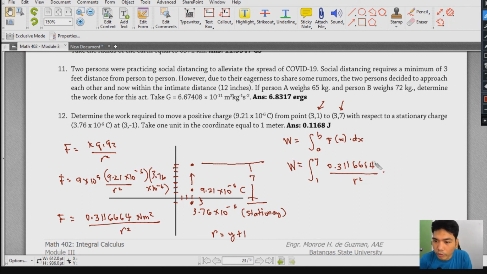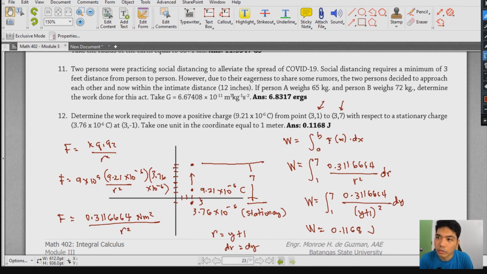So therefore, we can relate this expression in terms of w is equal to the integral from 1 to 7 of 0.31166664 divided by, ano ba yung ating r, that's y plus 1 squared, and then ano ba yung dr natin, so dr is equal to dy, so that is dy. So therefore, the work would be equal to the integral, and that is 0.1168 joules. Joule lang pala kasi wala pang 1.